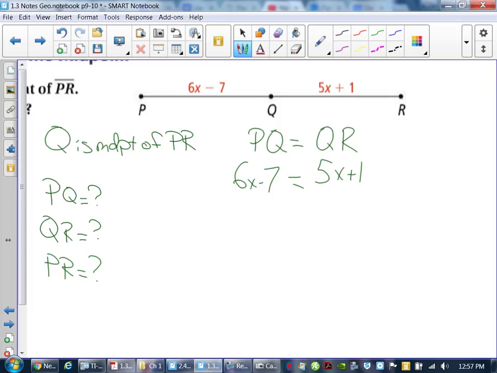So you pick on the little guy, who you're going to move around. 5x or the 6x? 5x. How do you move a positive 5x? Subtract. 6x subtract 5x, you're left with an x. X minus 7 is 1. Add 7 and you get x equals 8. Very good.